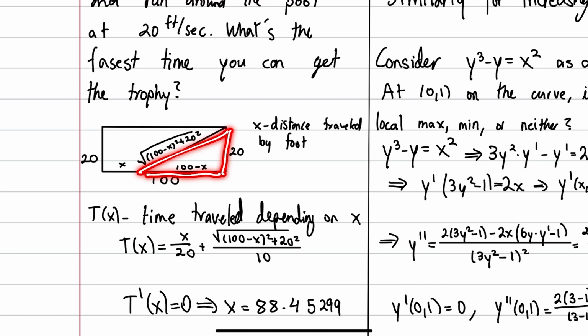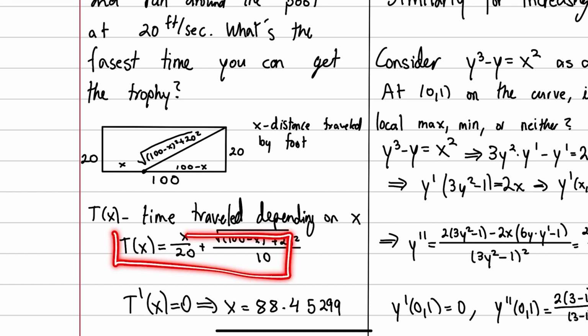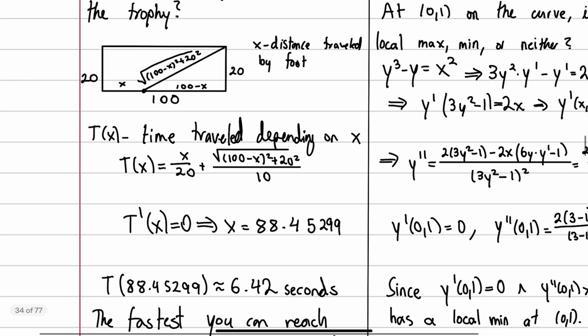So using Pythagorean theorem, we can get this distance in terms of x. And of course, since we're traveling 10 feet per second, we divide by 10 and we add those two times to get the total time, which varies with x. We take the derivative and we solve for when it's 0 and we get the following.